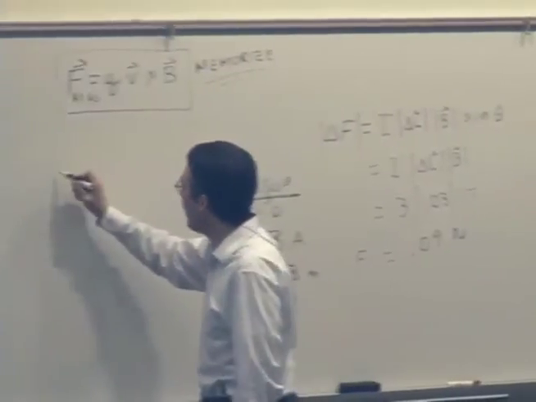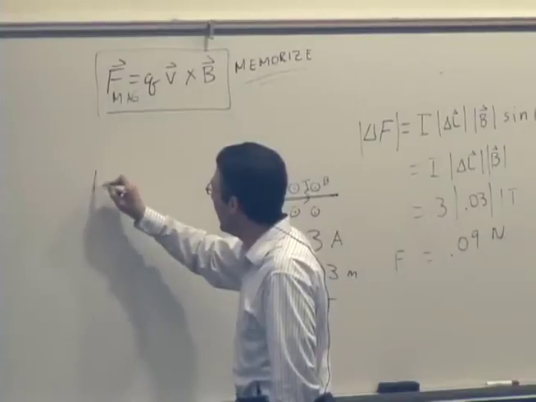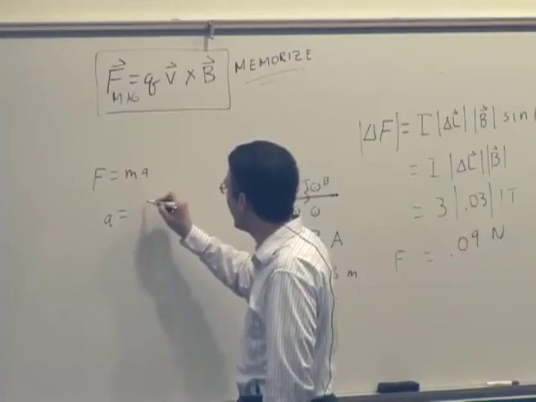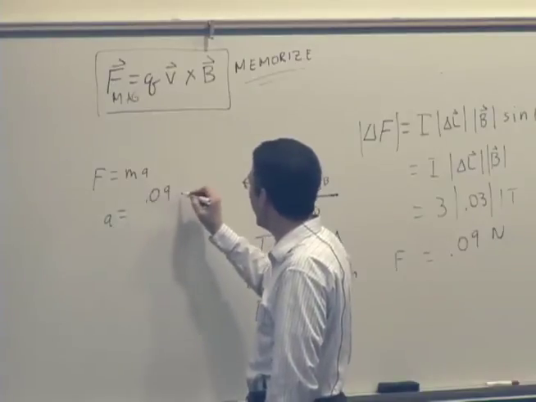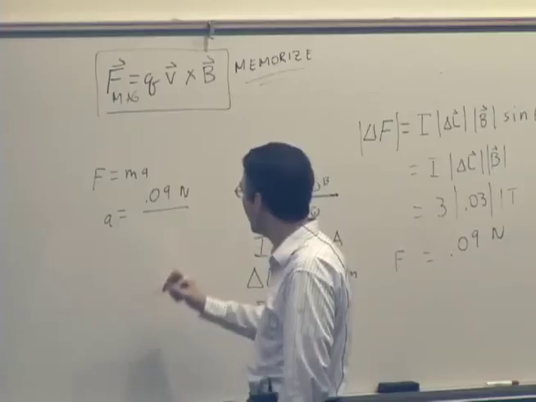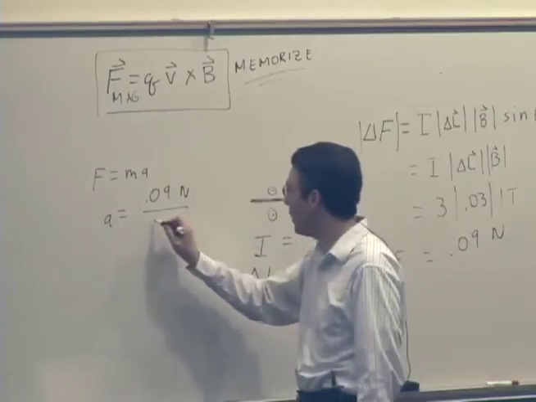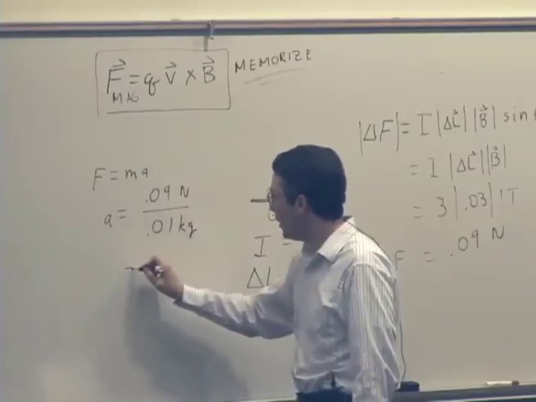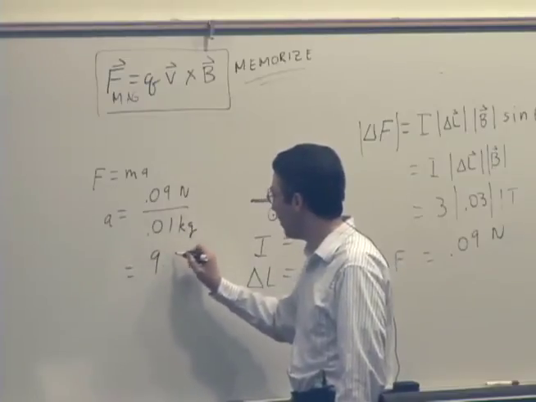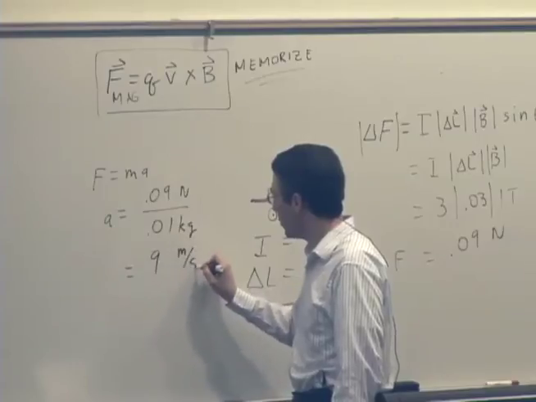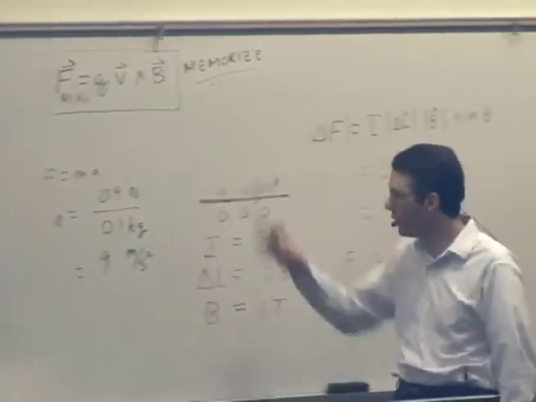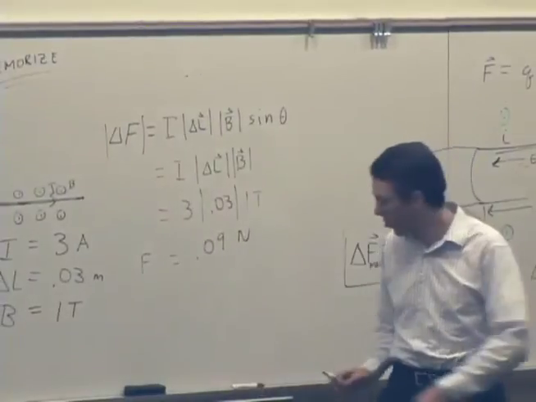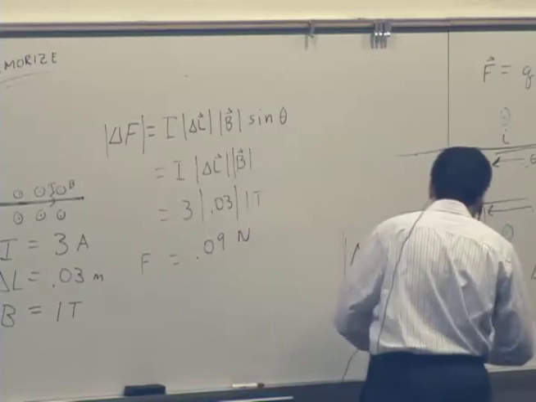We want to figure out how much it's going to accelerate. Let's say, just using F equals ma, the acceleration is going to be about 0.09 newtons over a mass of about 10 grams maybe. 10 grams is 0.01 kilograms. That's an acceleration of about 9 meters per second squared, right? If I work the units out. Well, that's on the order of the acceleration due to gravity. We might be able to see something.